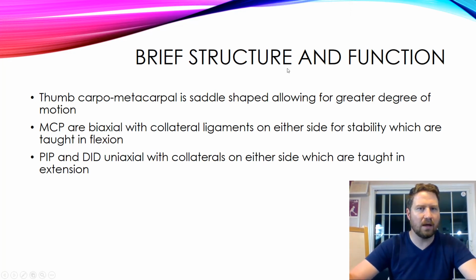Okay? The thumb, brief structure and function still. So the thumb carpometacarpal is saddle shaped. We talked about that in 120 lab.